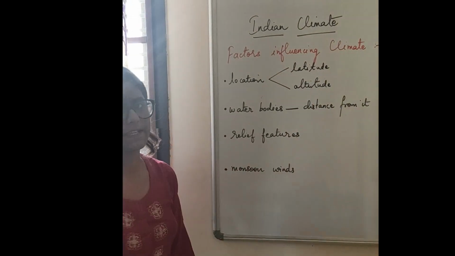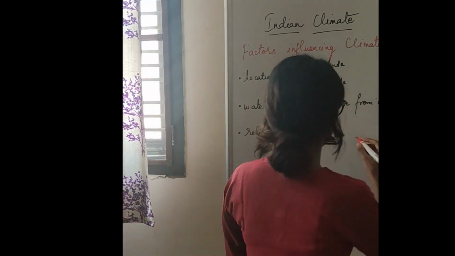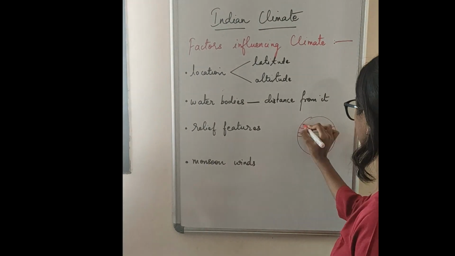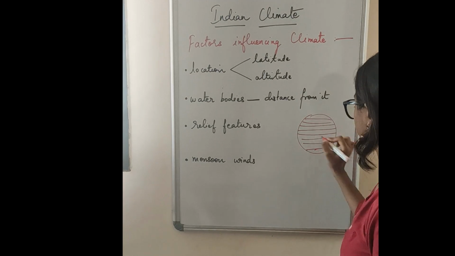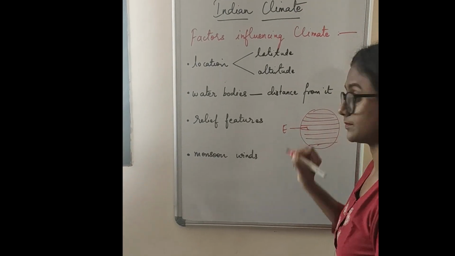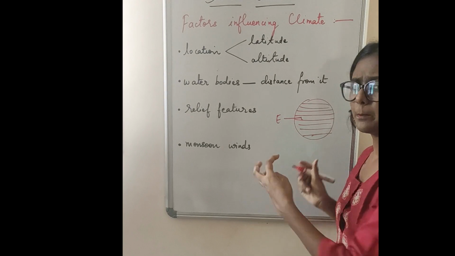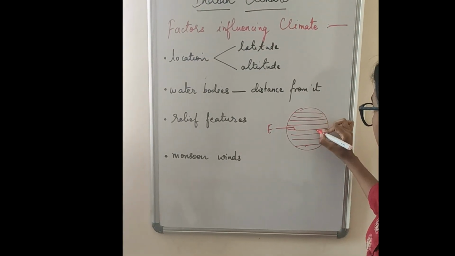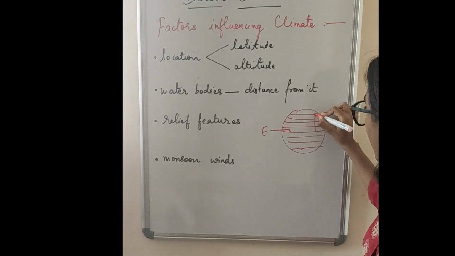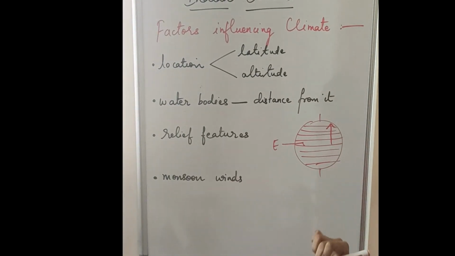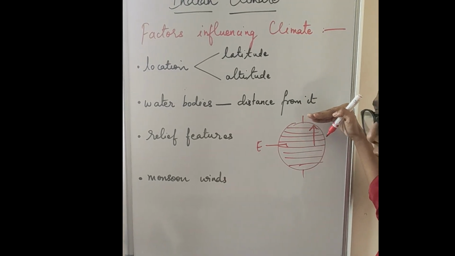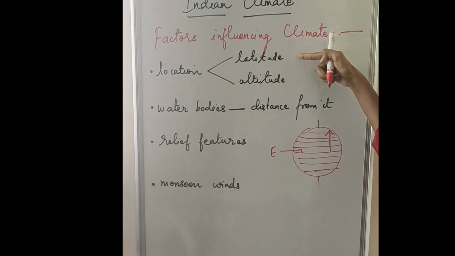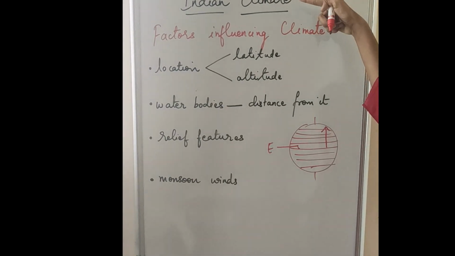Now latitude, I explained this in the first chapter, correct? This is the earth, and there are imaginary horizontal lines, and these are latitudes. This is the equator. The equator receives most of the sun rays, maximum sun rays, so it's hot over here. As you move away from the equator towards the north and south poles, the temperature gradually decreases. That is how latitude plays an effect on climate.